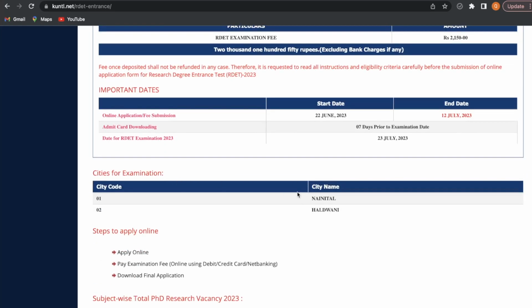This is the center of examination. If you are going to appear in this examination, if you want to give this examination to take admission without having any NET or JRF, then there are only two centers. Both are almost in the adjacent place, Nainital and Haldwani.